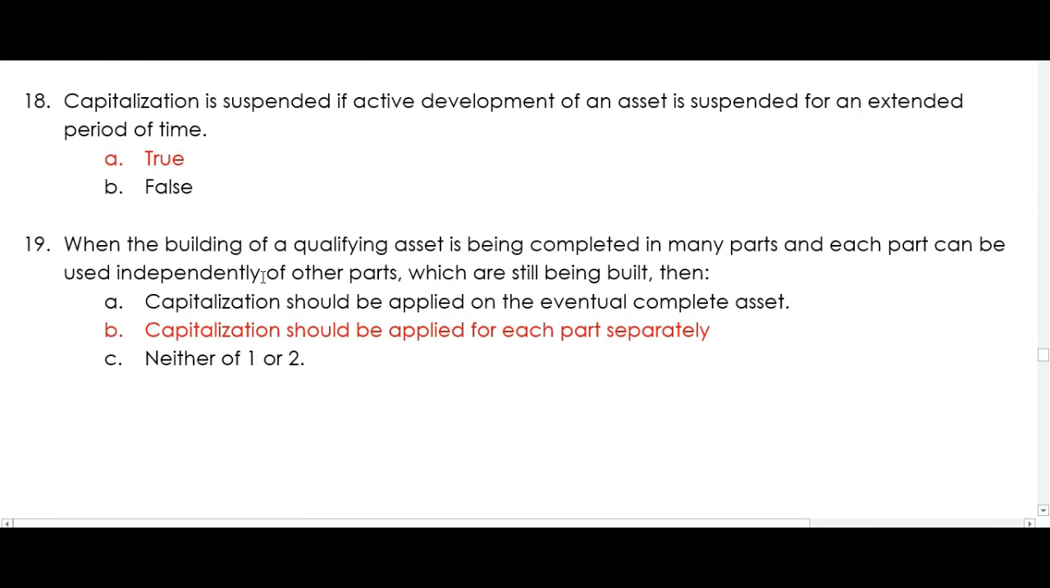18. Capitalization is suspended if active development of an asset is suspended for an extended period of time. So, that is true. Permanent delays ang tawag dyan.